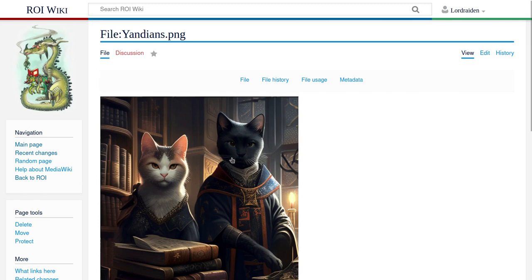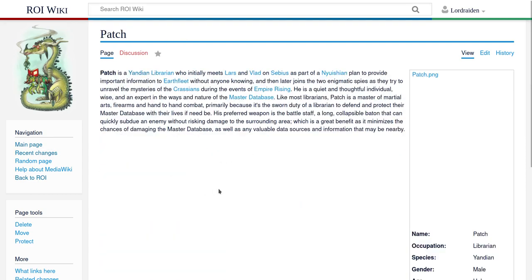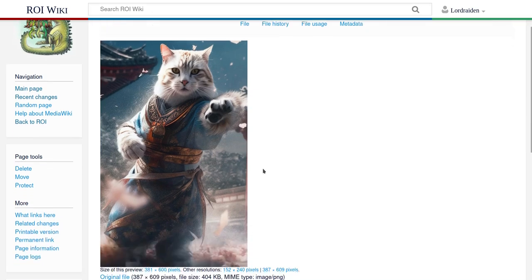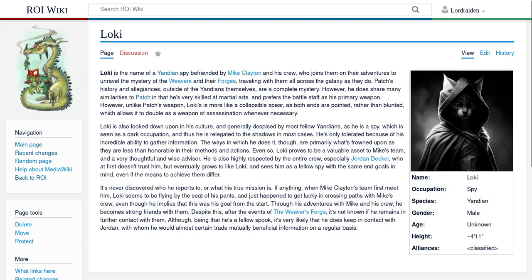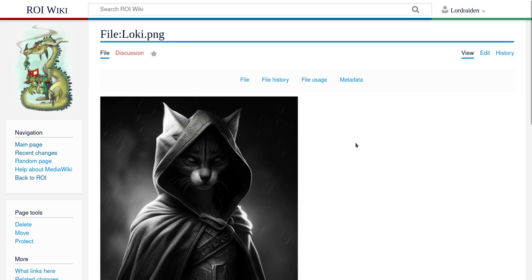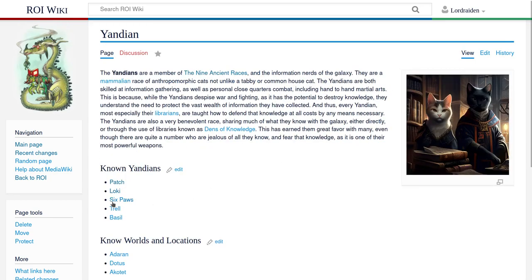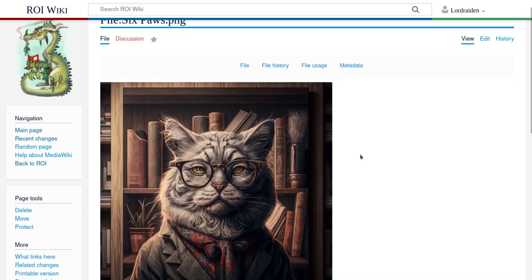Like with the Andeans, they're tabby cat-like aliens that are information nerds. As you can see, that's the generic one. And then you've got Patch. I love this image, so I used it for Patch because it so fits who he is. Very much the Shaolin cat, if you will. Loki, he's totally the spy, so this outfit fits him perfectly. With Patch and this one, they were really close to how I actually pictured the characters. Six Paws, not so much. I pictured him a little differently, but this was the closest I could get.